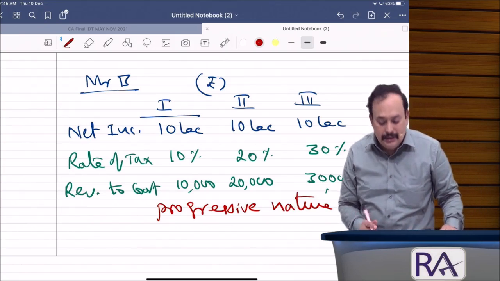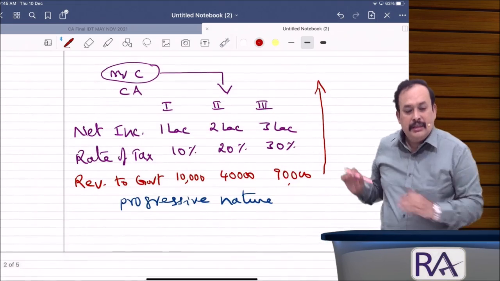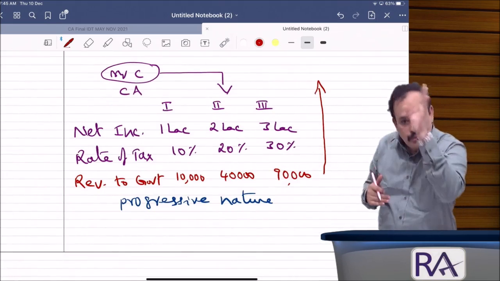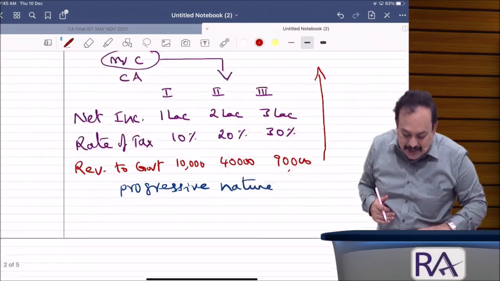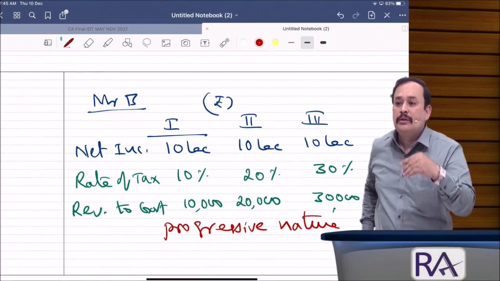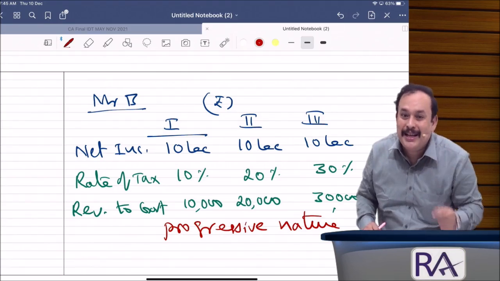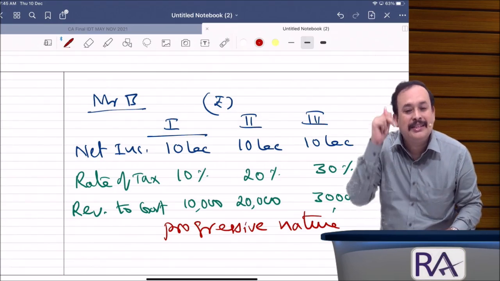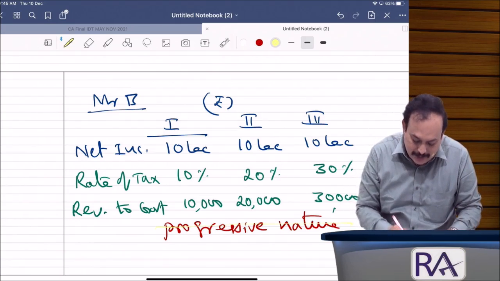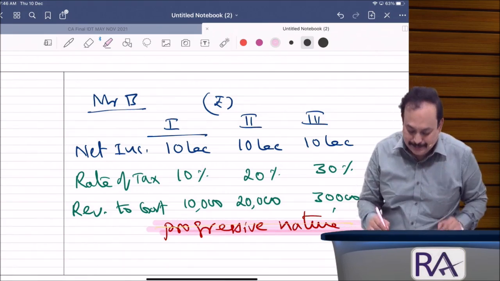You got the clarity, my dear? The earlier one is also progressive nature. Here you see, income has gone up, rate of tax has gone up, revenue increases. Second case, income remains the same, only the rate of tax has gone up. Since the rate of tax goes up and up, revenue also goes up and up, it is known as progressive nature. In the case of direct taxes, it is a progressive nature. Got the clarity, my dear sir? Is a progressive nature, in a simplified manner to say.